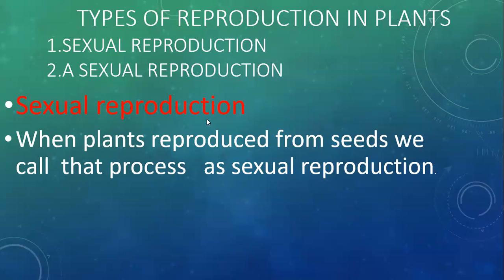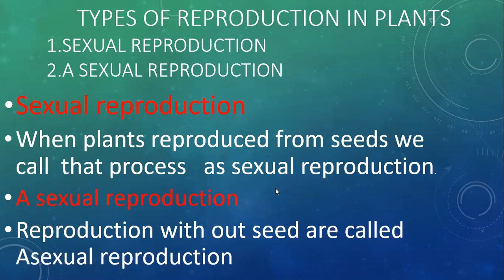What is the meaning of sexual reproduction? When plants are reproduced from seeds, we call that sexual reproduction. And what is meant by asexual reproduction? Reproduction without seed. How is it possible to produce plants without seed? By vegetative reproduction, stem cutting, or any other parts. Without seed, the plants are produced. That is asexual reproduction. The types of reproduction are two: sexual reproduction and asexual reproduction.